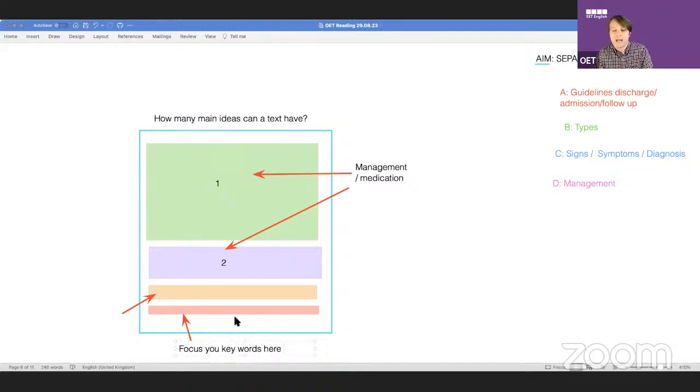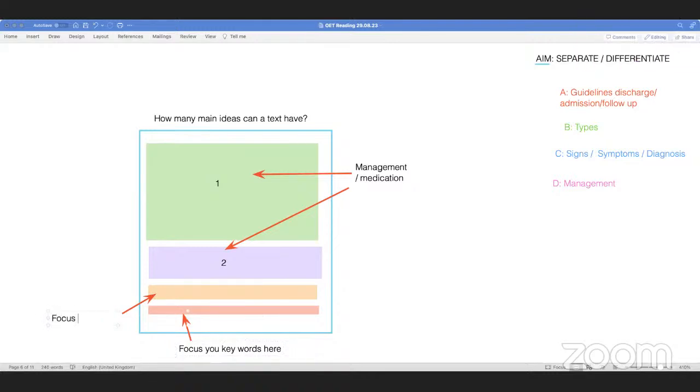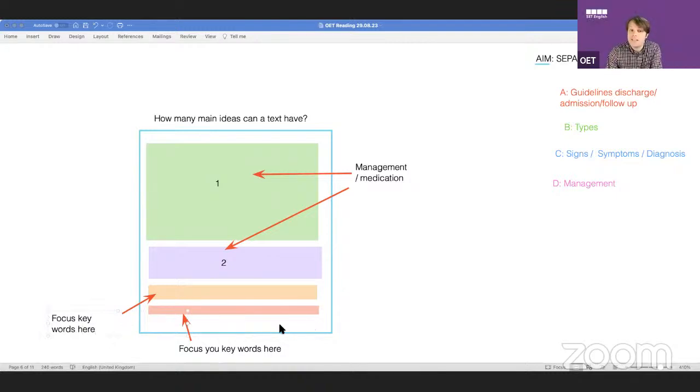What does that mean? Adnan, Alexia, what does focus mean? You have to look for the repeated words in the text. Repeated words are to give me the main idea, but keywords are a little bit different, actually. We'll talk about the keywords now. I'm just underlining words.